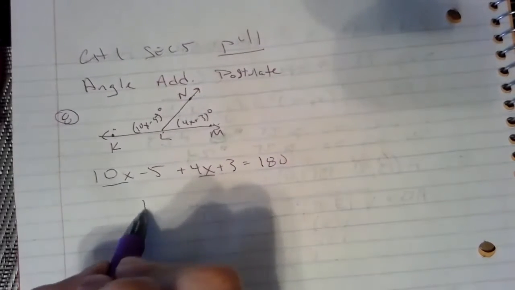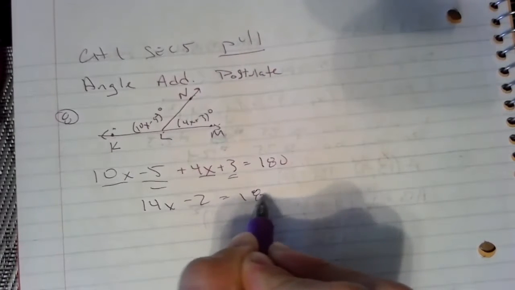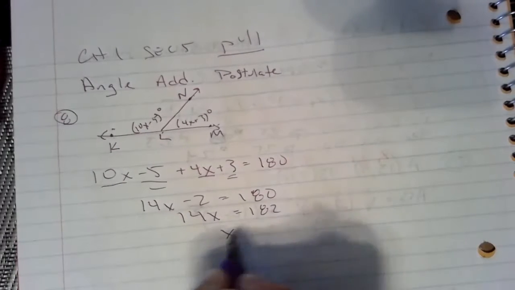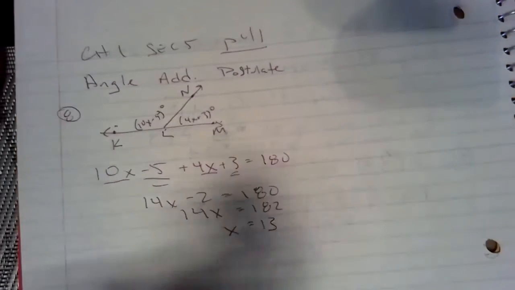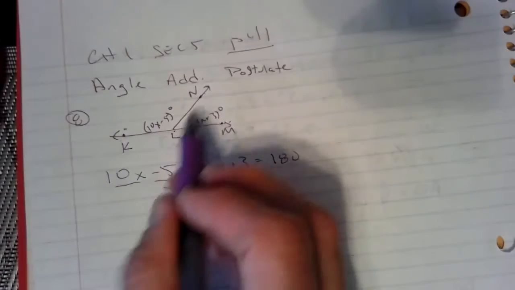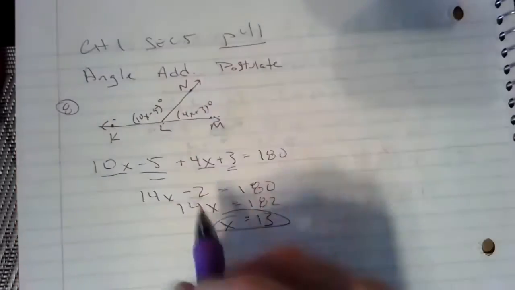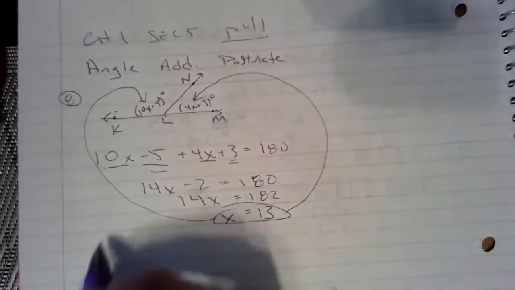So we can go ahead and combine like terms. We can add 2 to both sides, and we can take our calculator and divide by 14 to find out that x equals 13. Are we done? Let's go look at the directions again. Find the measure of KLN and NLM. No, we are not done. So we need to go ahead and take that 13. We need to plug it in for x here and plug it in for x there.